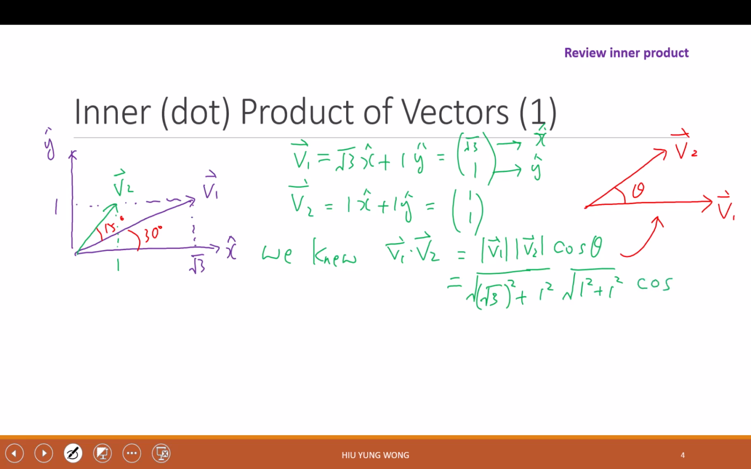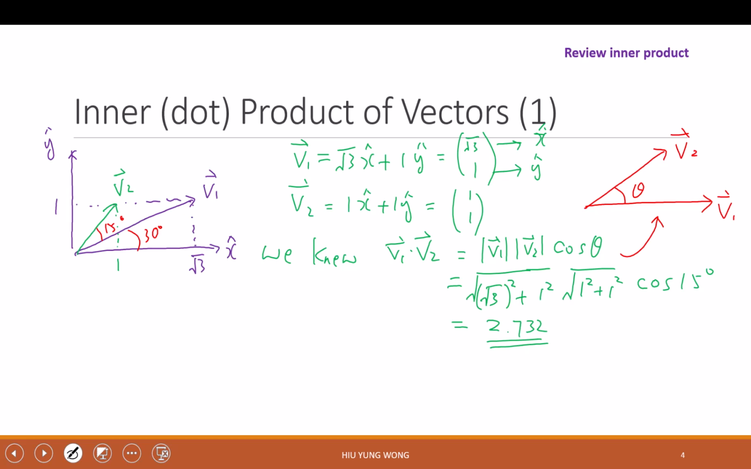Now, this is cosine 15. This is given 15 degree. Okay, so you are going to calculate yourself using calculator is 2.732, right? I use this because we want to compare later. This is not important, but you need to know, okay? So that is the inner product, okay?